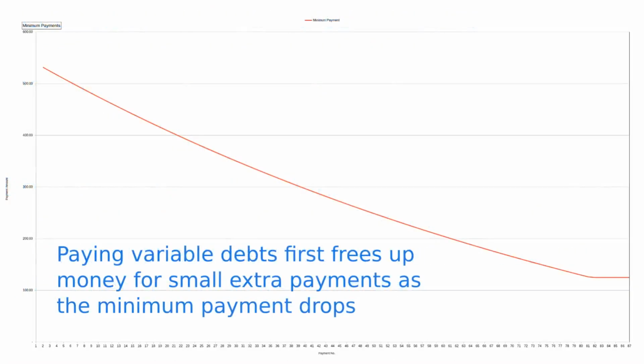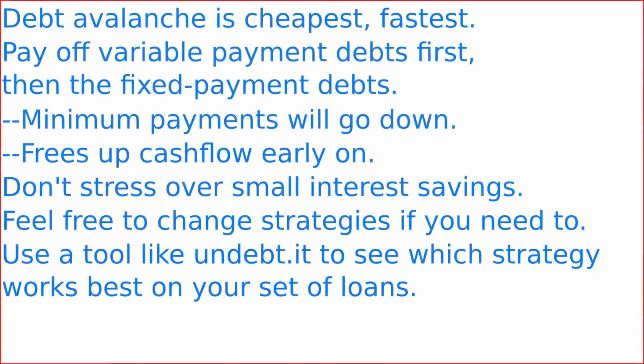If you pay your variable debts off first, that greater early savings frees up cash flow early, provides early wins by favoring lower balances, and it allows for bigger extra payments for the higher balance fixed pay debts. It provides the greatest early flexibility for emergency expenses with a mix of fixed and variable debts if you have a bunch of them. Don't obsess over saving a few dollars per month in interest if all it does is stress you out. There's nothing wrong with starting with one strategy and switching to another as you pay off various debts or as your circumstances change.